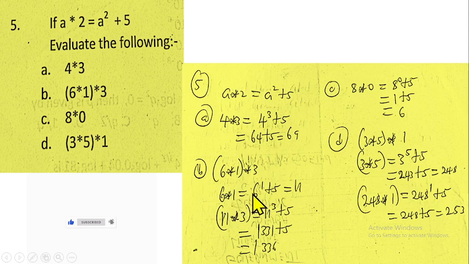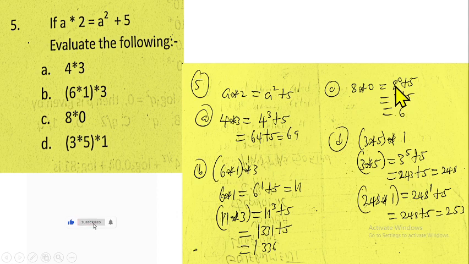So that will give us 6 raised to the power 1 plus 5. That gives us 11. Then this 11 we now replace for 6 asterisk 1. That gives us 11 asterisk 3, which is the same thing as 11 raised to the power 3 plus 5. That gives us 1331 plus 5, which gives us 1336 for question option C.